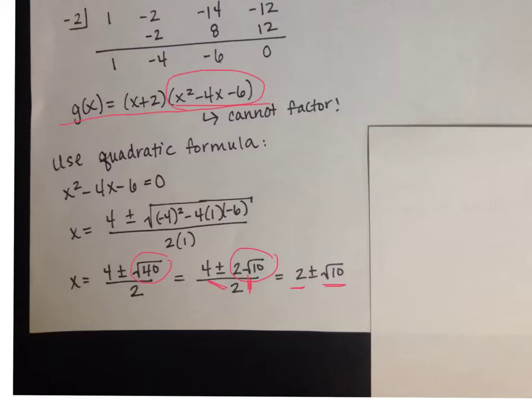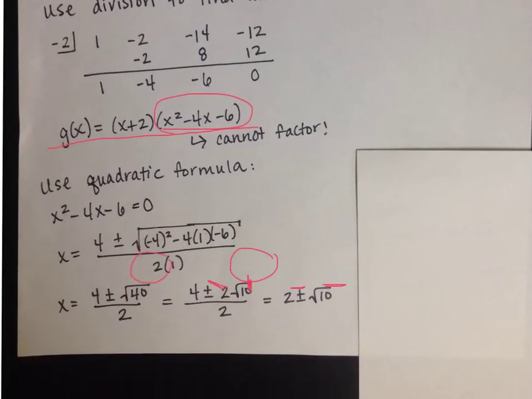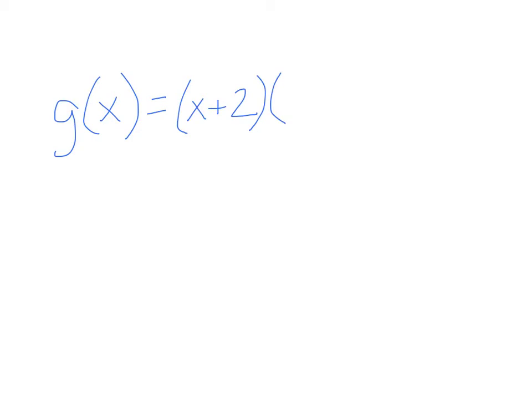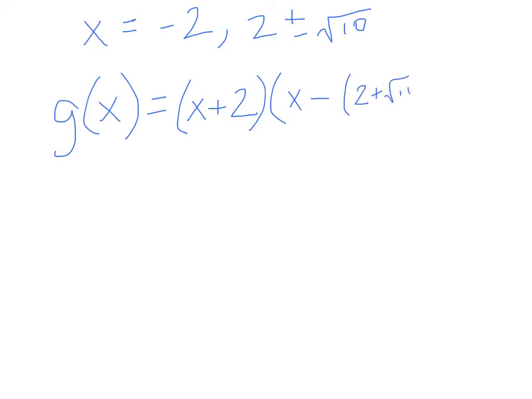So if we wanted to rewrite our entire g of x in factored form, we would write g of x equals, we know x plus 2 is a factor. Then we know our other zeros, so we had negative 2 is a 0. Our other zeros are 2 plus or minus root 10. So that's 2 other zeros. So now one factor would be x minus the quantity 2 plus root 10, and x minus the quantity 2 minus root 10.